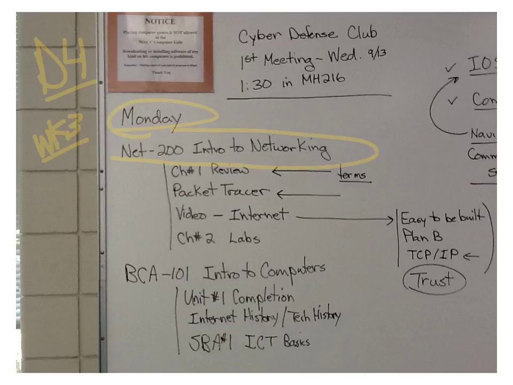We didn't get any labs done, but we did do a little review. We talked about the terms. We looked at Packet Tracer. We watched a video on the internet, Danny Ellis, and we talked about it was easy to build. They talked about Plan B. We talked about protocols. They talked a lot about trust. And we're going to do the Chapter 2 labs on Friday.